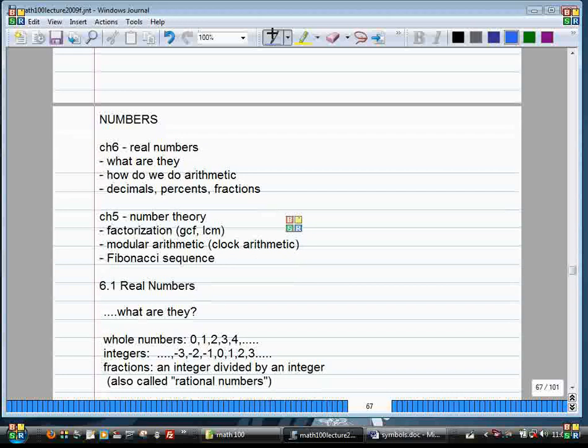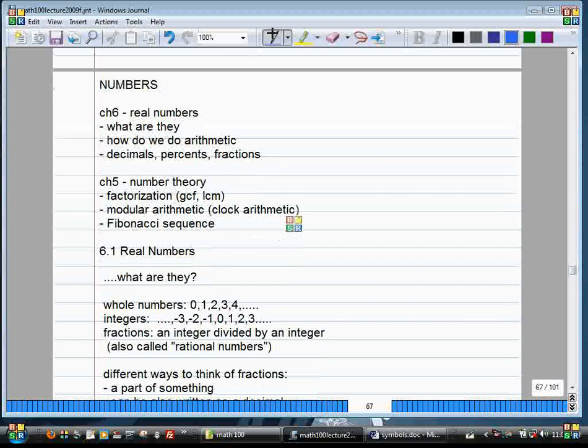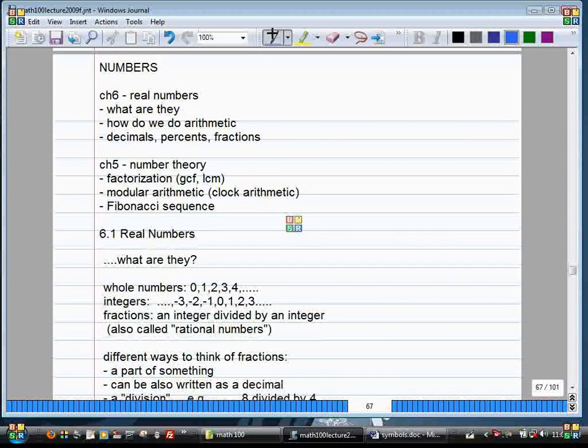Now, there are different ways to think of fractions. And this is a little confusing because we always use fraction notation, but there are different ways to think of it. So one way is a part of something. And this is actually what people usually mean when they say a fraction in English, like, oh, I only got a fraction of the pie. They mean, I got a part of the whole. That's not the only way that a fraction can be interpreted. It could also be written as a decimal.